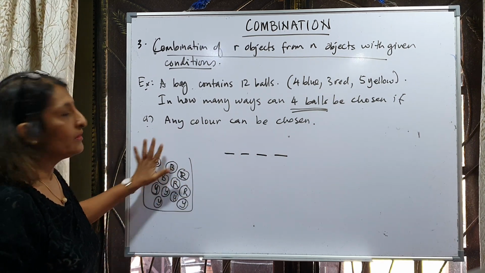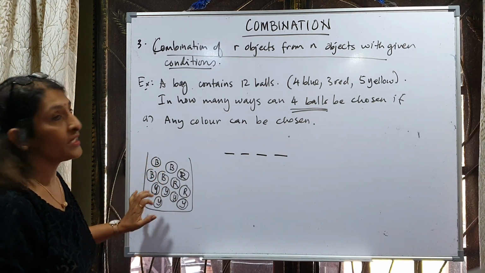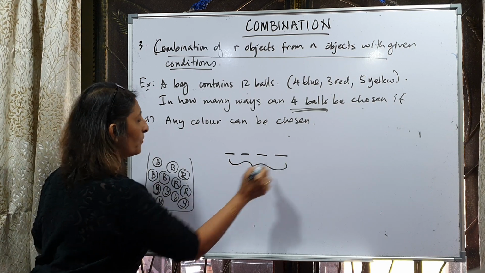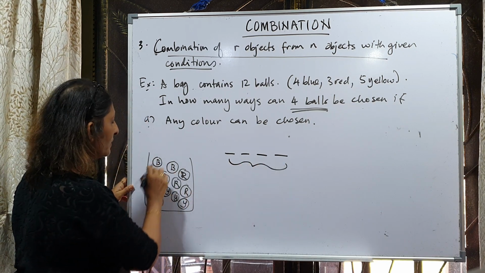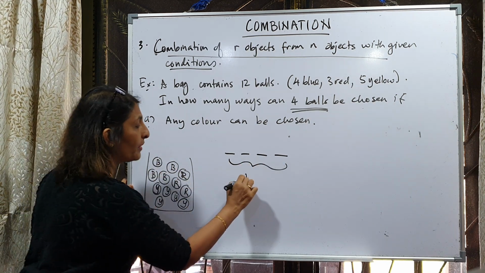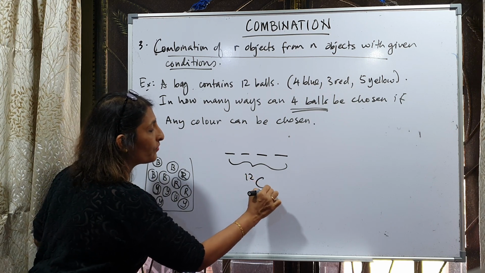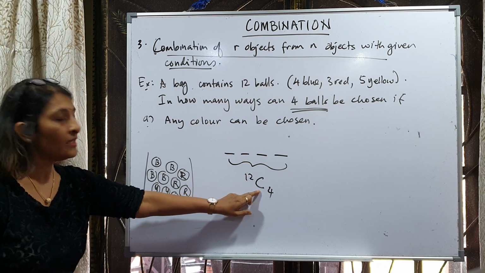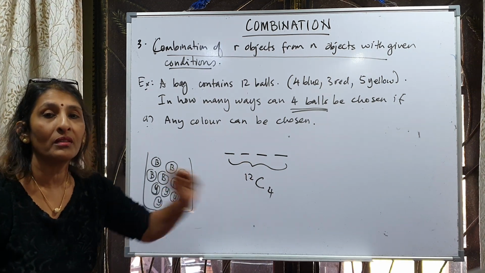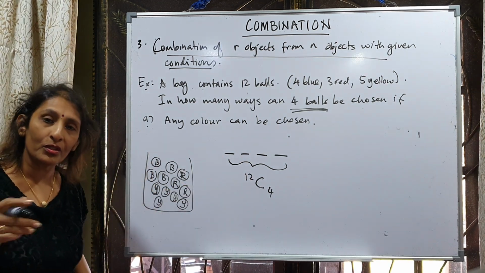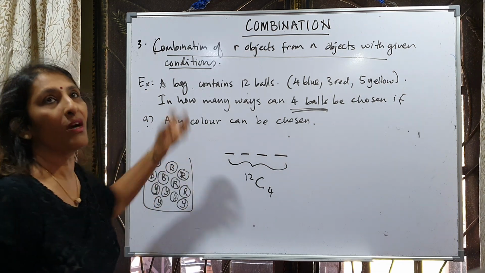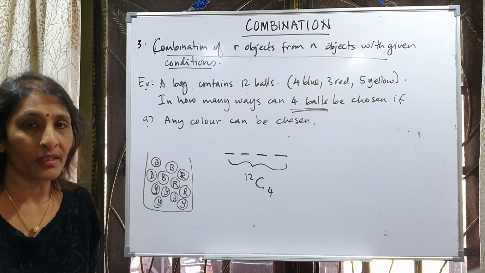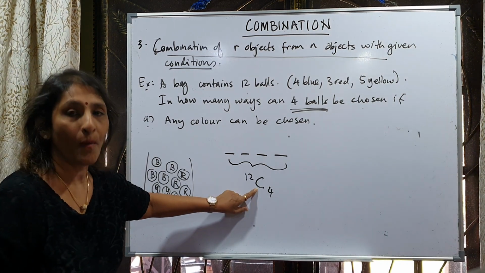That means there's no specific condition, any color can be chosen. Therefore, for this, all these 4, we are going to see how many in total. We have 12. We're going to choose any 4. 12C4. You know why we are using C? Because we are not arranging the balls in a row. Okay, we are just going to choose, put our hand inside and pick out 4 balls. That's all. Picking out 4 balls. No arrangement important. That's why it's going to be combination.